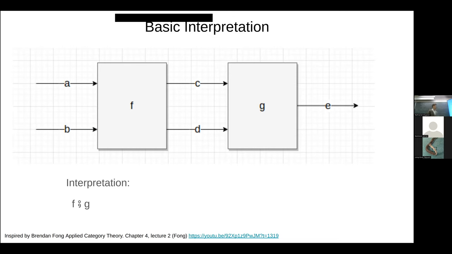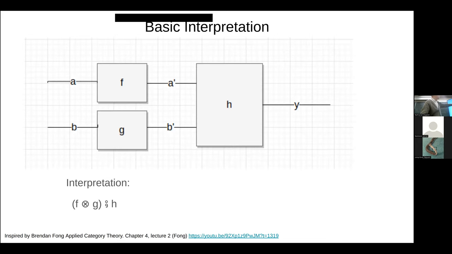Now, don't be caught up thinking that everything can only take one input. We could have these two, A tensor B, feeding into F, which then outputs C tensor D, and it would feed into G, and G happens to output one thing. That's okay. F can output a tensor of things, and G can input a tensor of things, just like H inputs a tensor of things. In other words, it inputs things in parallel, these wires into it in parallel.